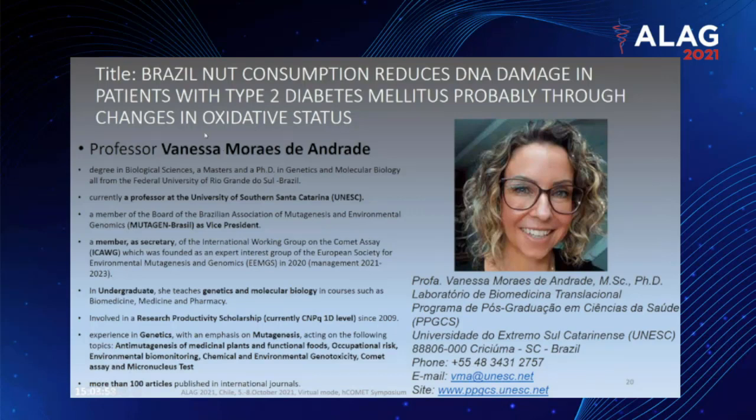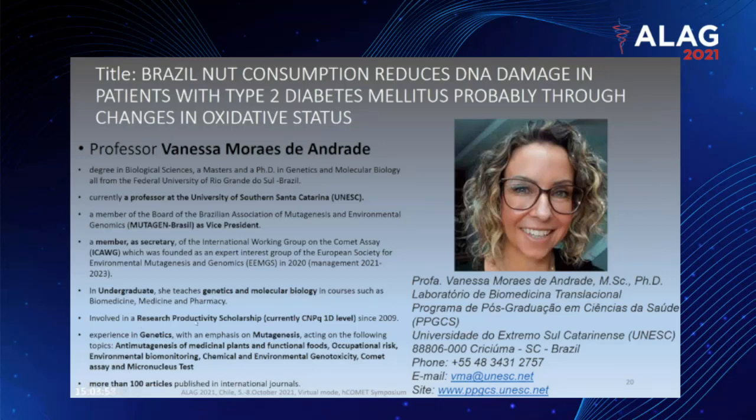Professor Vanessa Moraes de Andrade has a degree in biological sciences, master and PhD in genetics and molecular biology, all from Federal University of Rio Grande do Sul, Brazil. And she is currently a professor at the University of Santa Catarina and a member of the board of the Brazilian Association of Mutagenesis and Environmental Genomics as vice president. She is a secretary of the International Working Group of the Comet assay that was founded in 2020. In undergraduate, she teaches genetics and molecular biology in courses such as biomedicine, medicine, and pharmacy.